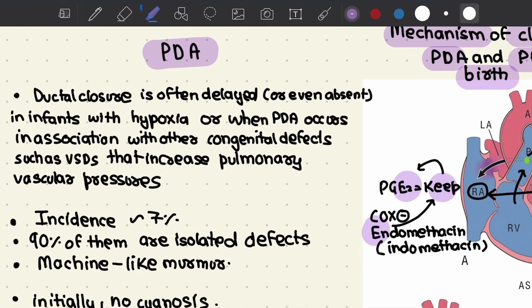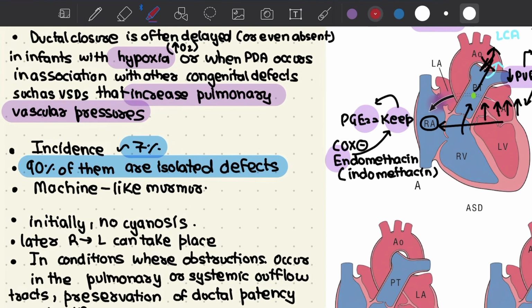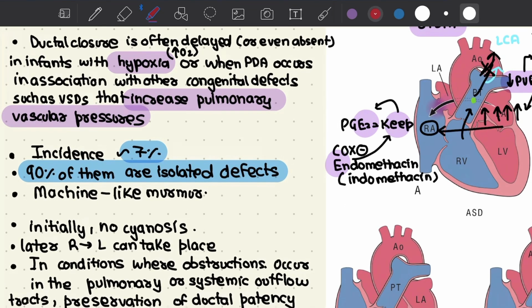So ductal closure is often delayed or even absent in infants with hypoxia, as we will not have an increase in O2, which ultimately leads to the closure of the ductus arteriosus, or when the PDA occurs in association with other congenital defects such as ventricular septal defects that increase the pulmonary vascular pressure. The incidence of patent ductus arteriosus is about 7%, wherein 90% of them are isolated defects that are not associated with other congenital abnormalities. There is a very characteristic murmur that is heard in a patent ductus arteriosus, and it is also referred to as a machine-like murmur.